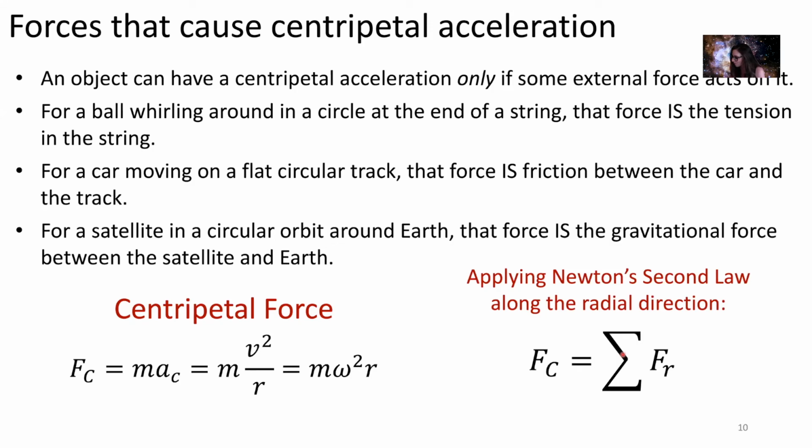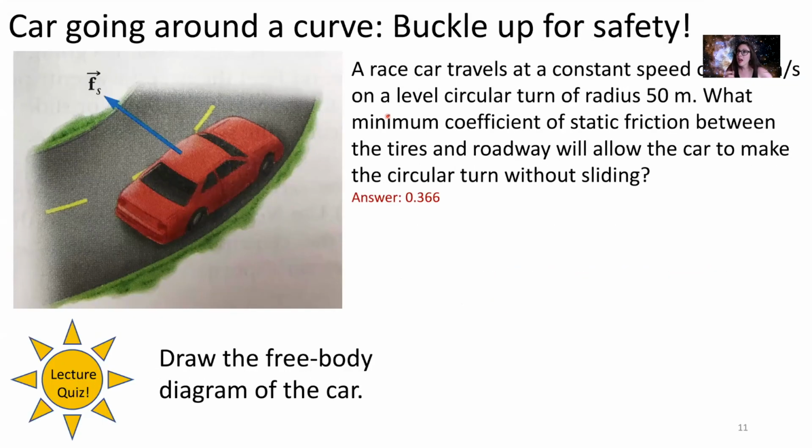Okay, so in the homework, you're going to have a problem where maybe you have something spinning around on a string. And in that case, the centripetal force is the tension in the string. That tension in the string has to equal the mass times centripetal acceleration of the object that's being swung around on that string.